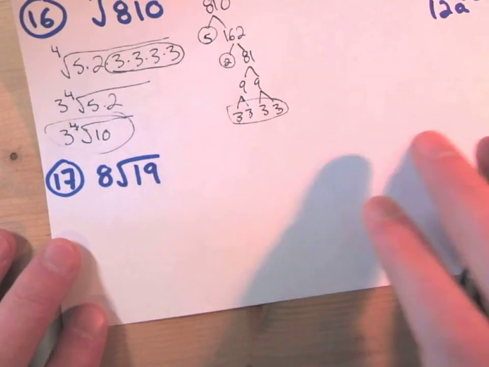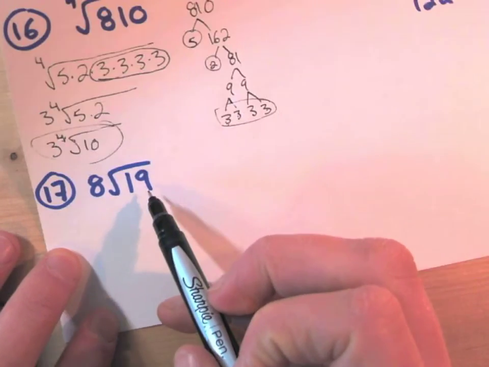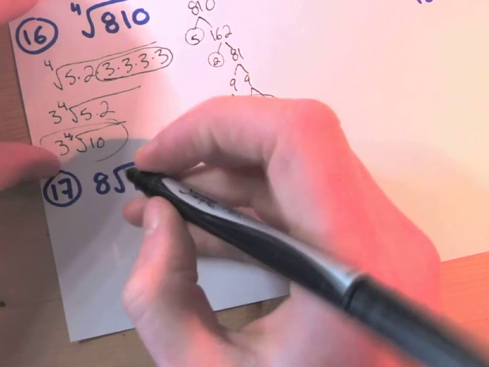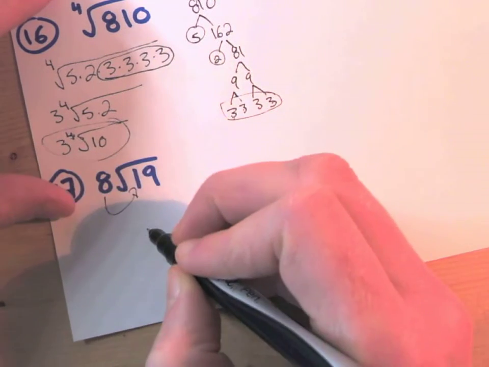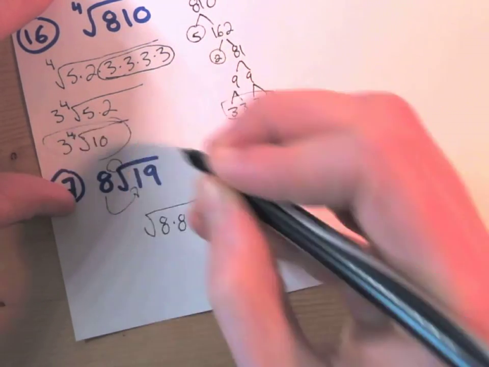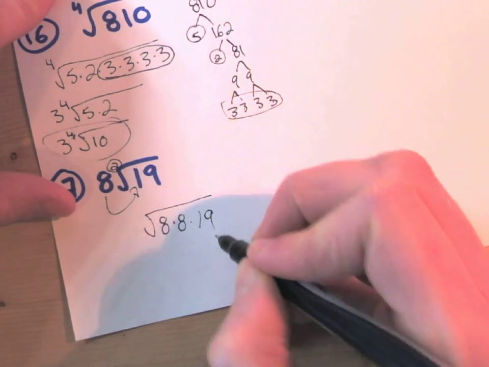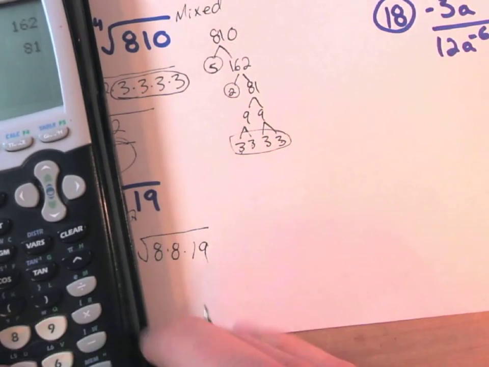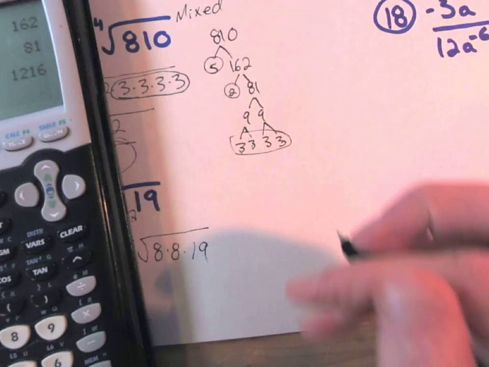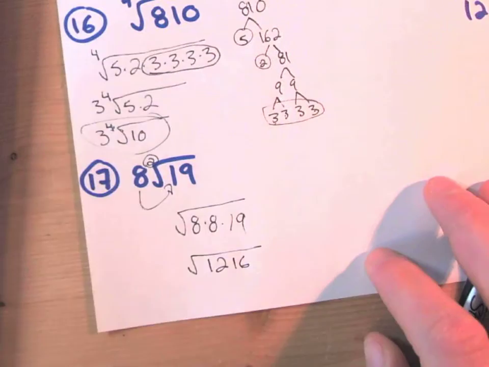Alright, question 17. It says, write 8 root 19 as an entire radical. So let's bring the 8 in. So now we have 8 times 8. Since there's nothing shown here, it means it converts to a 2 times 19. And then I just type this in my calculator, 8 times 19. So now we have 1216. All done.